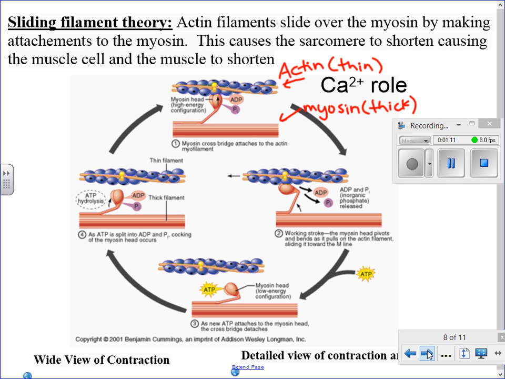The other thing you need to be aware of is what role calcium plays. Calcium plays a role right here with the myosin head. If calcium is not available, the myosin head is prevented from attaching to actin. The other thing you need to be very aware of is the role of ATP. ATP is necessary not for the actual movement, but so that the myosin head can let go of the actin filament so that there can be another stroke and the myosin head can grab onto the actin again.